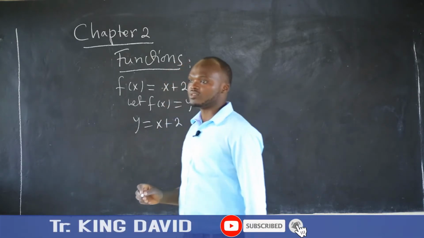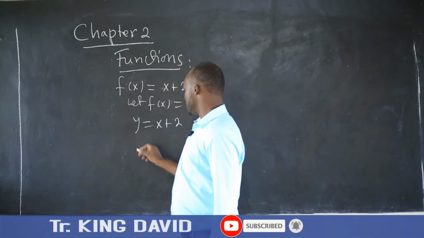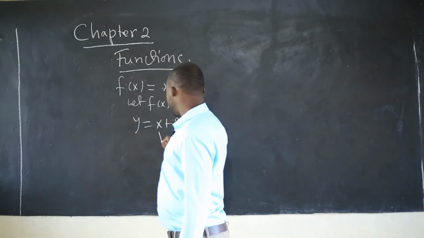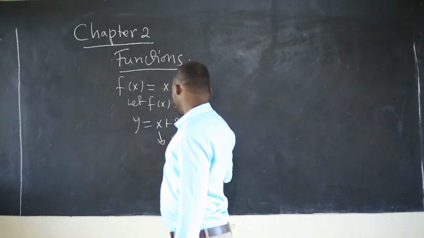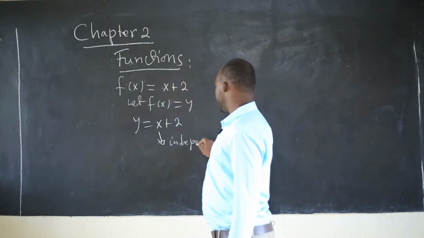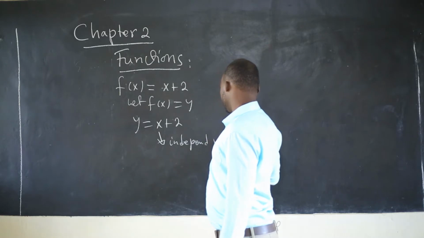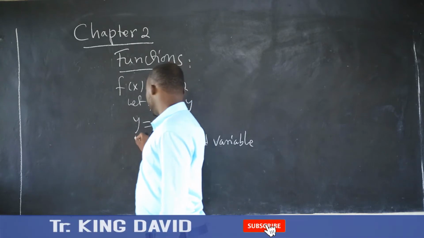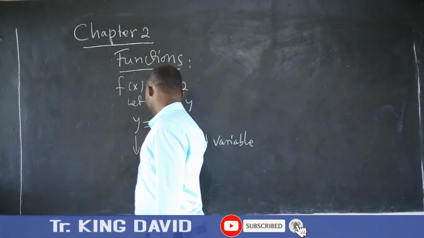So here we have two variables. We have independent and dependent. Where x is the independent variable, and y is the dependent variable.